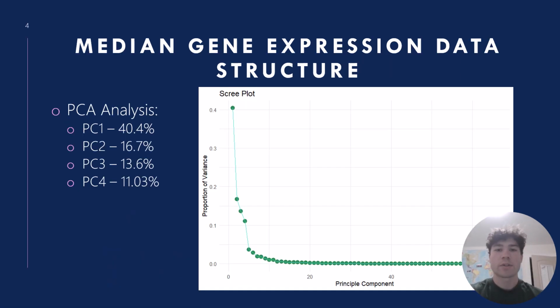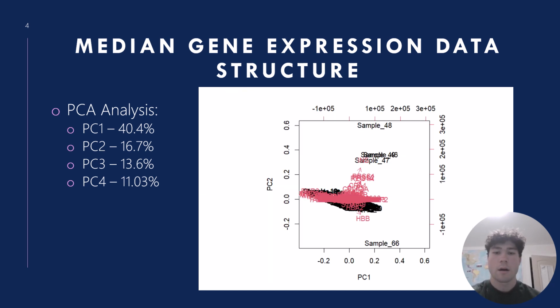I first started off trying to understand the structure of the median gene expression data and all its variation. So I ran PCA and I found 40% of the data to be explained by PC1. I made a biplot right here to try to visualize what was really driving that expression. And I found this little group right here to be kind of interesting, so I looked at that further.